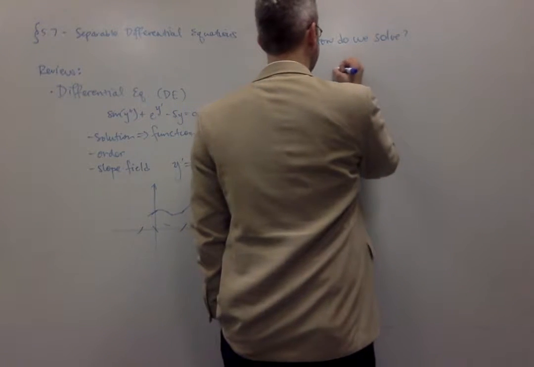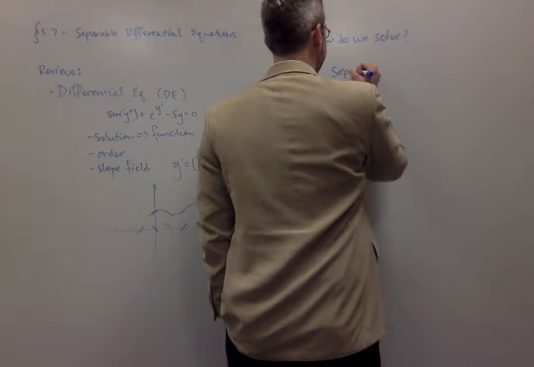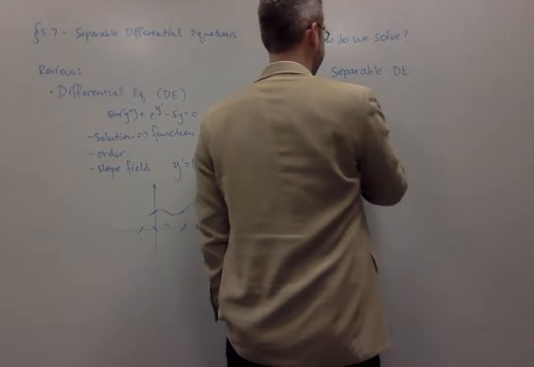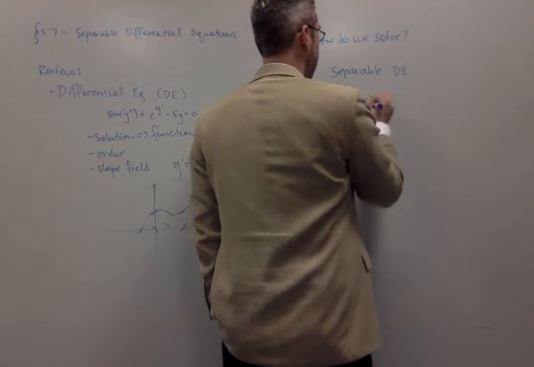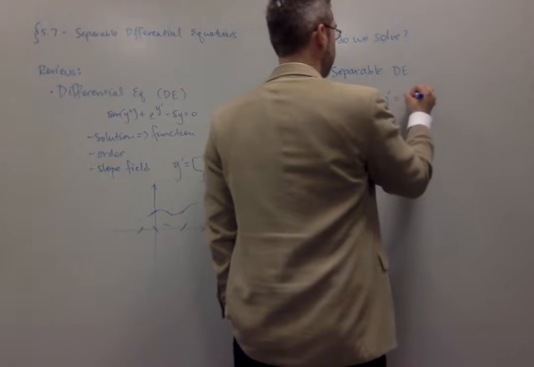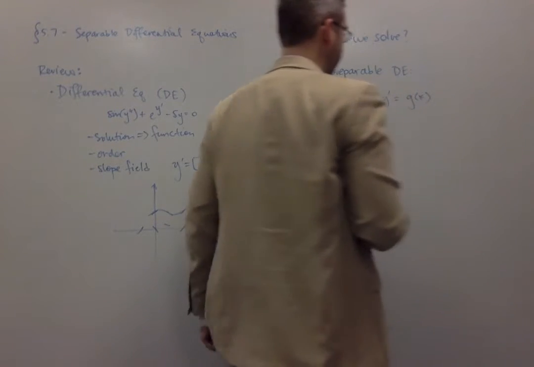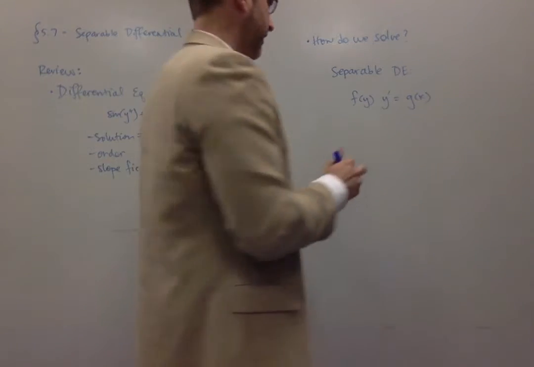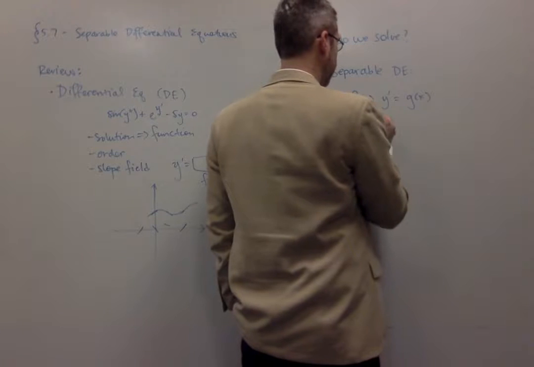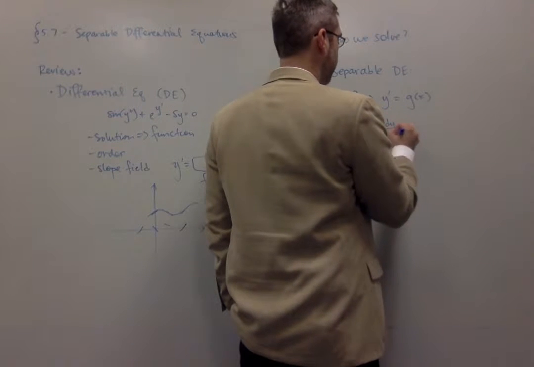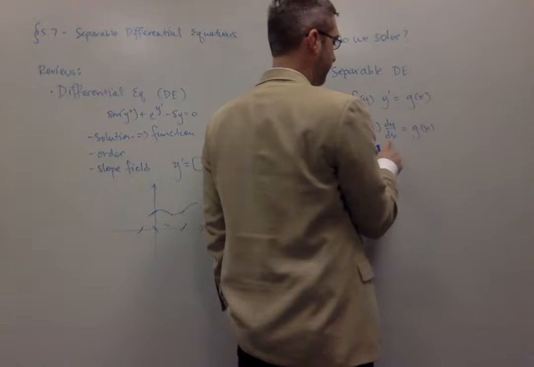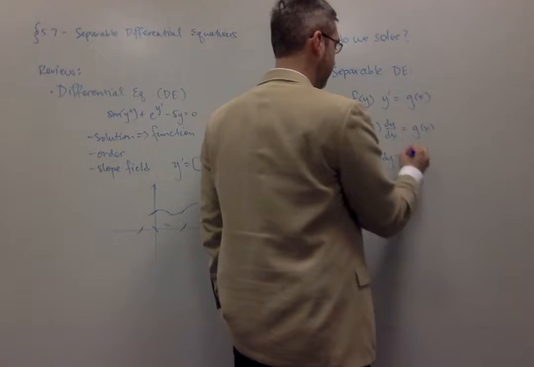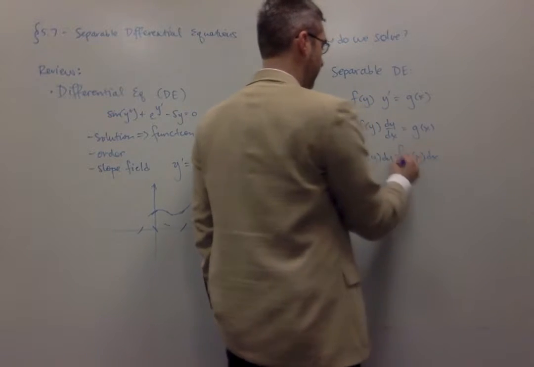And so one special kind of differential equations that we're going to run into are separable differential equations. And these are equations of the form some function of y times y prime is some function of x. Okay, and the way that we go about solving these is we use that Leibniz notation and we write y prime as dy over dx, and then we put that dx on the other side, and we integrate both sides.